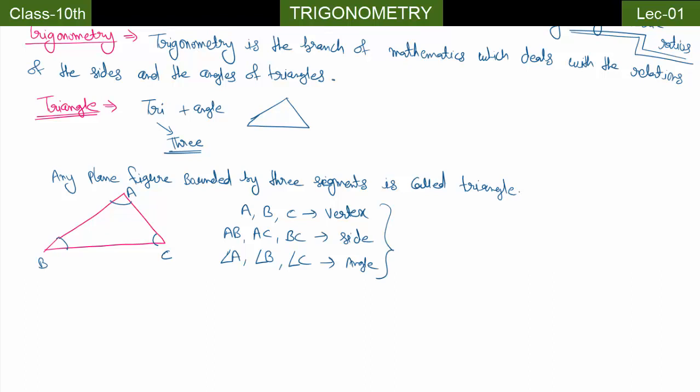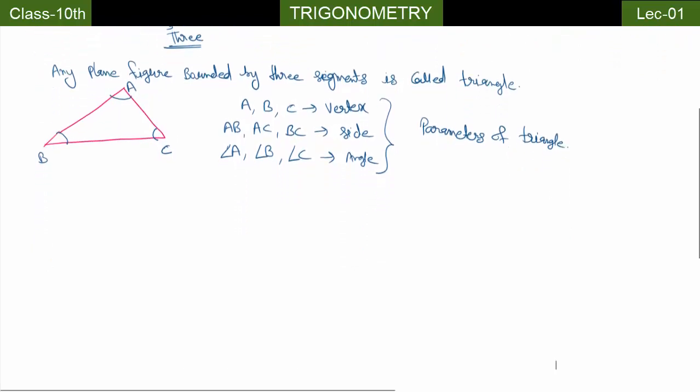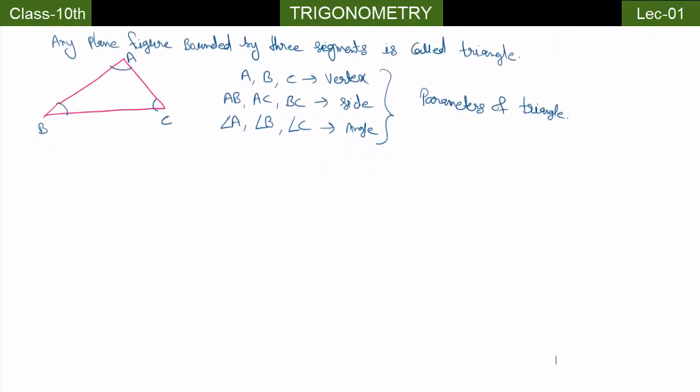So all nine things in total are called the parameters of the triangle. There are 9 parameters of any triangle: 3 vertices, 3 sides, and 3 angles. If somebody asks how many parameters a triangle has, the answer is 9.